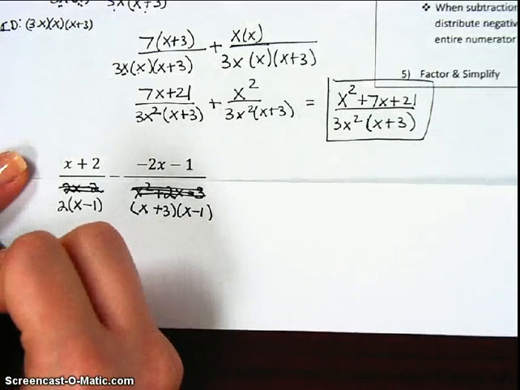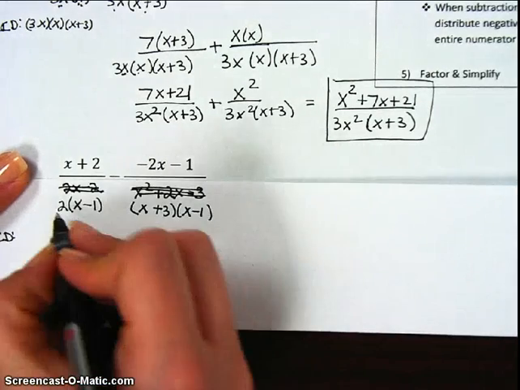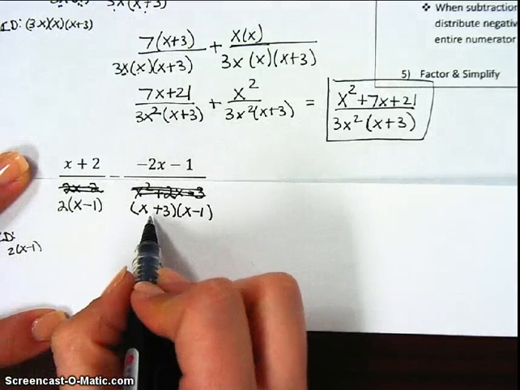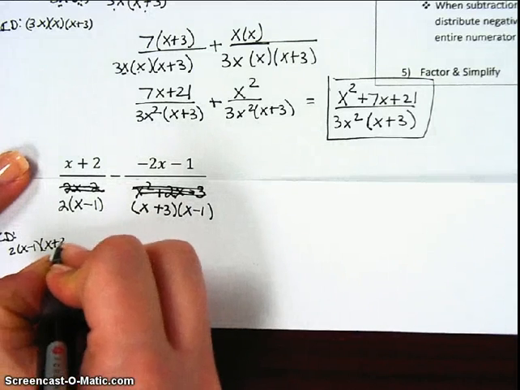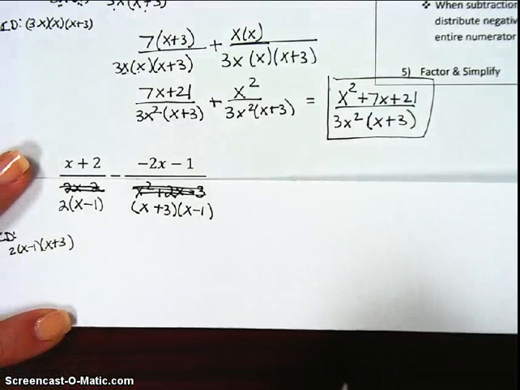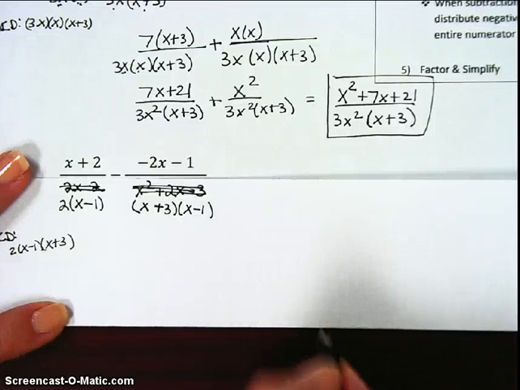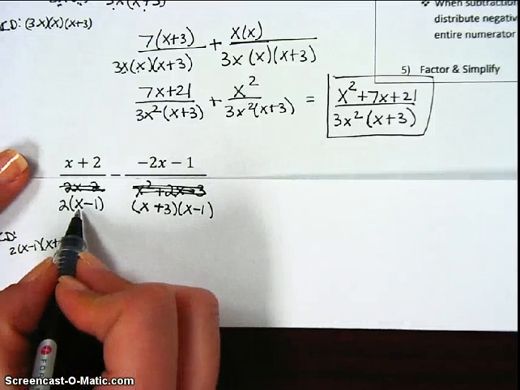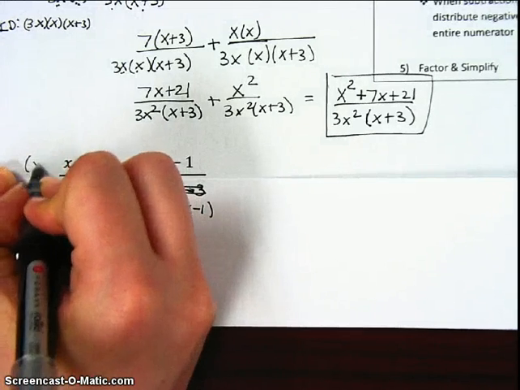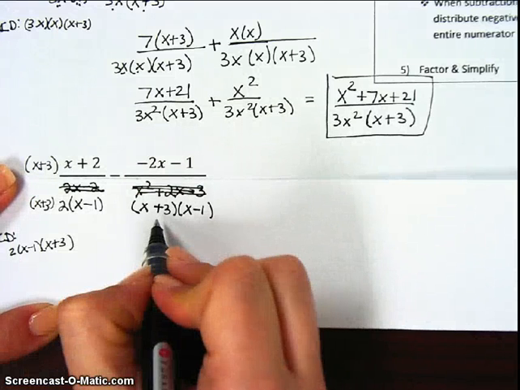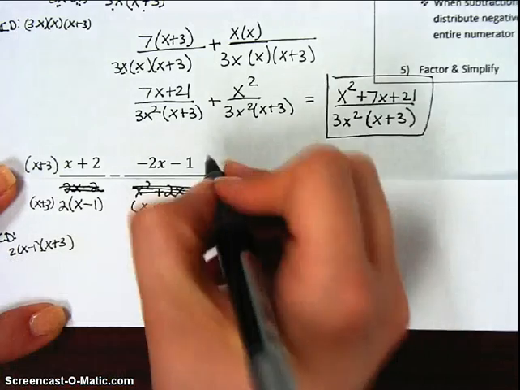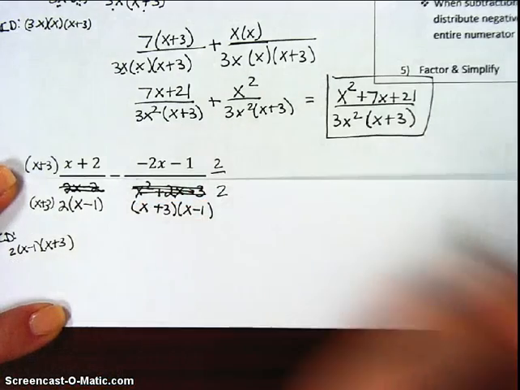Okay, so when we look at our LCD, want to go through everything that we have. So on the bottom we have a 2, an x minus 1. Here we have an x plus 3, so we're going to add that to the list. And then we have an x minus 1, so we don't need to add another one. Okay, so everything needs to have a 2, x minus 1, x plus 3. My first denominator is missing the x plus 3, so we're going to multiply top and bottom by x plus 3. Second one, we've got the x plus 3, x minus 1. All it's missing is the 2, so we're going to multiply top and bottom by 2.